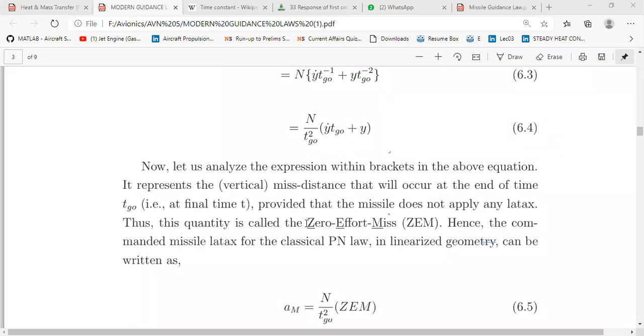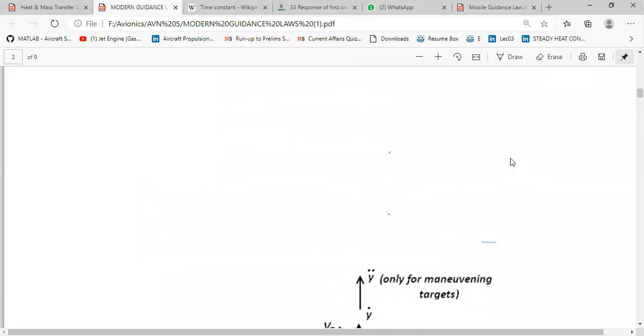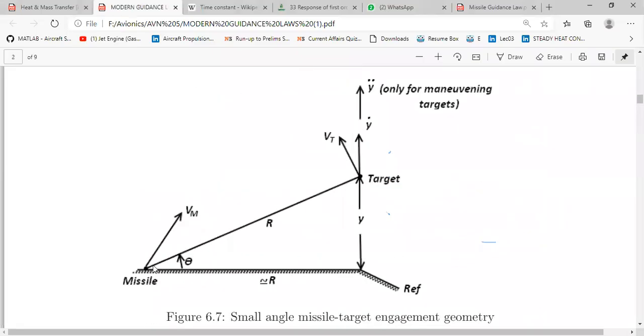Let me go back to the diagram. Okay, then you will be understanding it. Suppose this is your missile direction. Okay, this dark line is the missile direction. It is heading towards the target. This is your missile direction, and this is your target position, right?